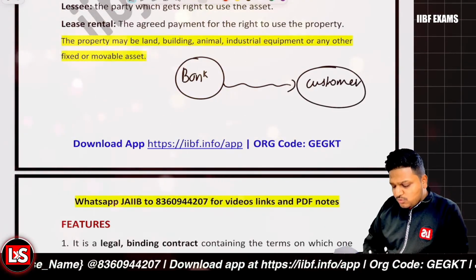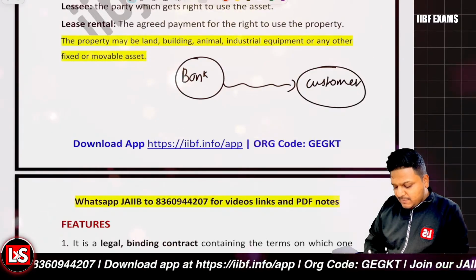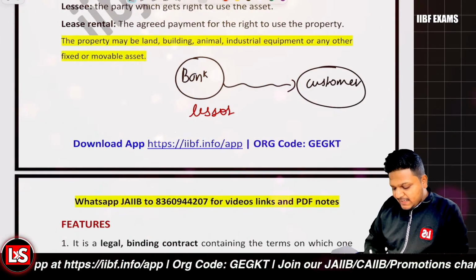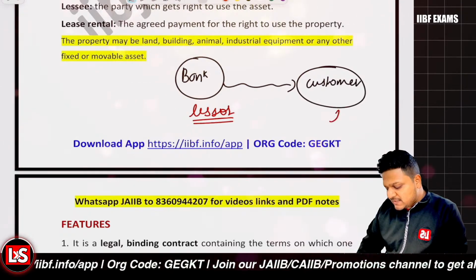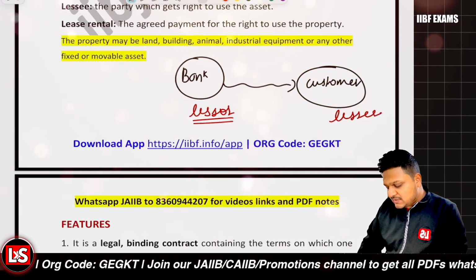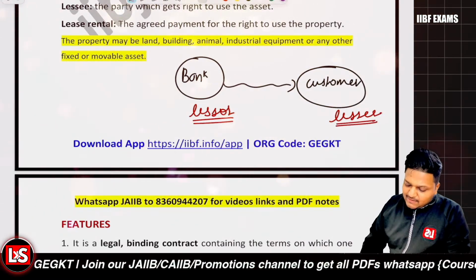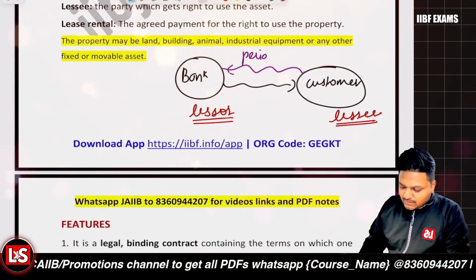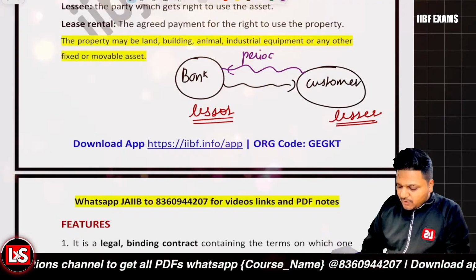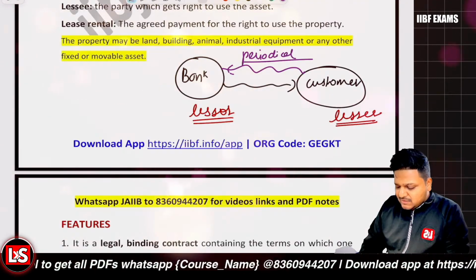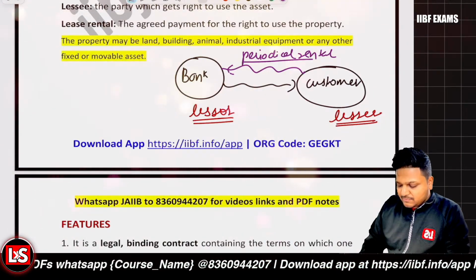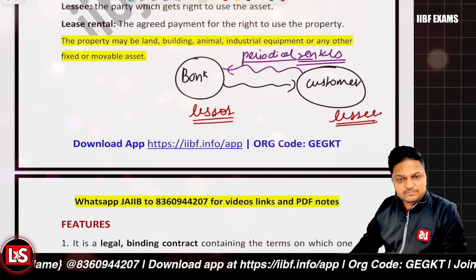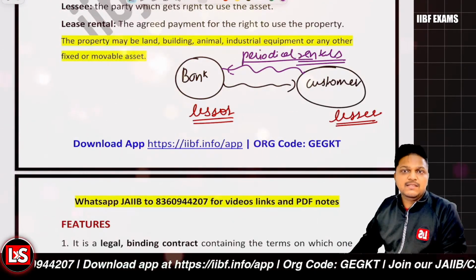The person who lends out becomes the lessor, and the person who is going to use the particular asset becomes the lessee. The lessee is to pay periodical rentals to the lessor for the usage of that particular asset. That is a lease.